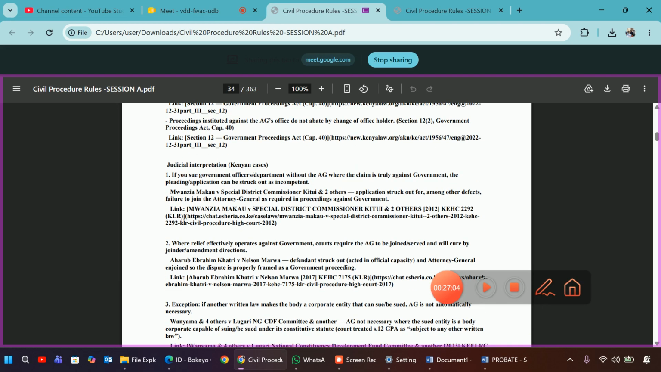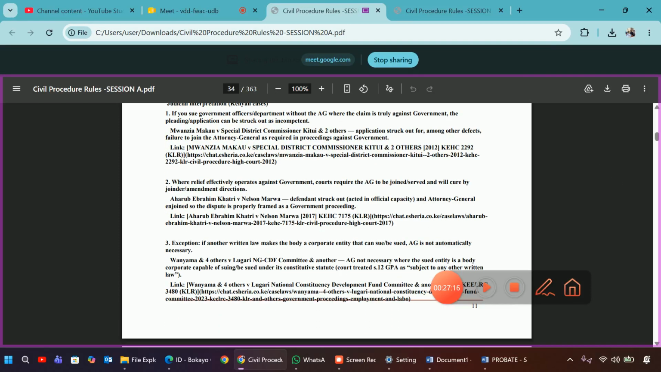Judicial interpretations. If you sue government officers or a department without the AG, where the claim is truly against the government, the pleading or application can be struck out as incompetent. Then, where relief effectively operates against the government, courts require the AG to be joined or served and will cure by joinder or amendment directions.